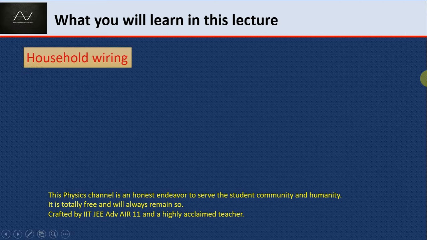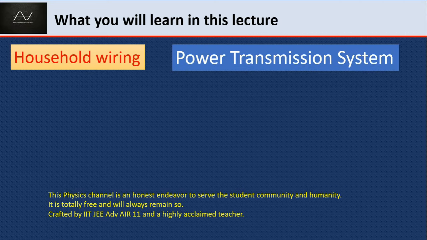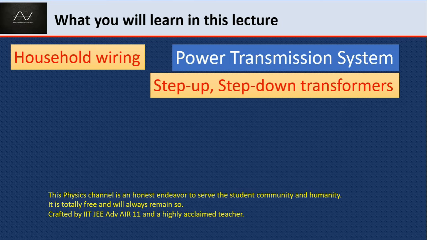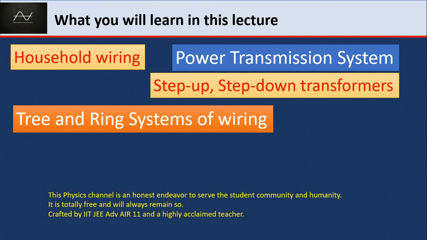This chapter is on household wiring, but before the power comes to our house, how is it transmitted from the generating station, and what is the use of step up and step down transformers? This is for an efficient transmission of the power into your house. And then we will see the two systems of wiring in the house, the tree and ring systems.